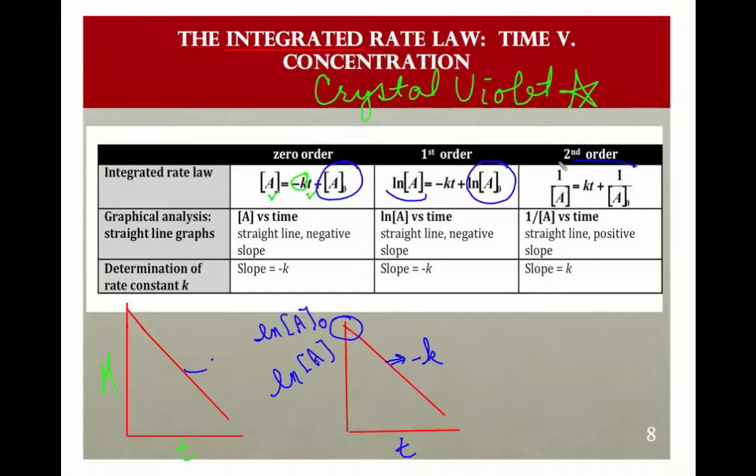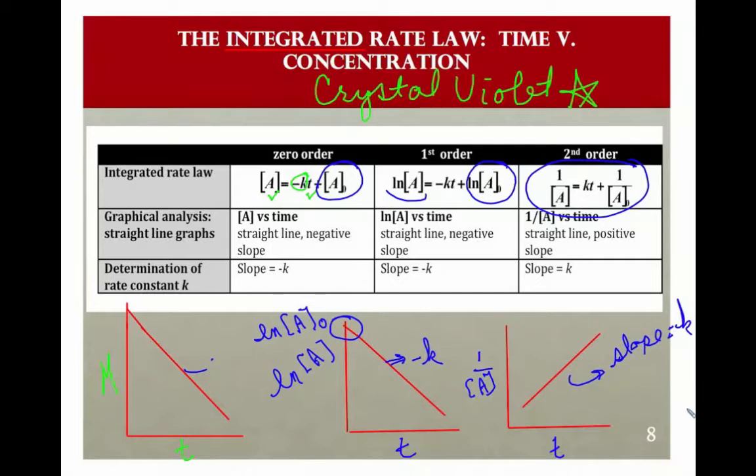And then finally, this is for second order. We graph the inverse, and I hope you're figuring out now that you have to know what you need to graph to test for which order, and you need to know that the slopes are negative, negative, positive, and you need to know how you would get k from that slope. So if we get the slope here, in this case, the slope directly equals k. Now, you'll need to know all of that information to be able to determine that.